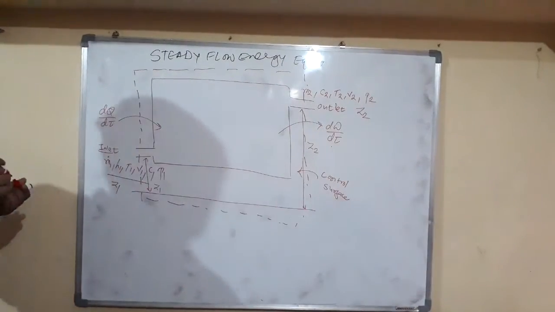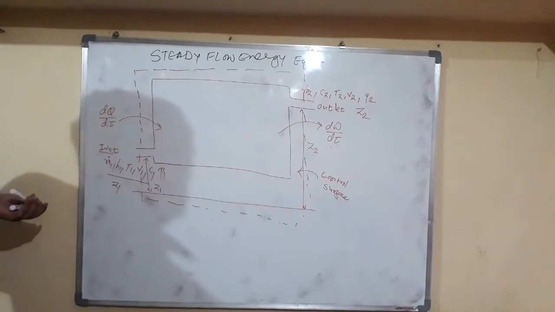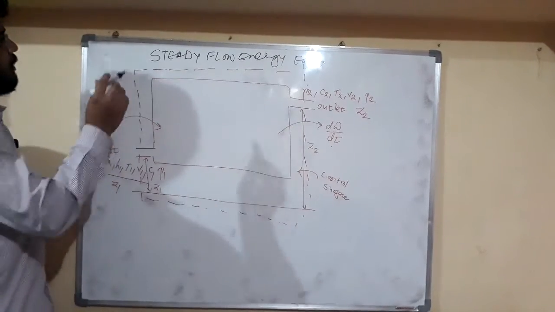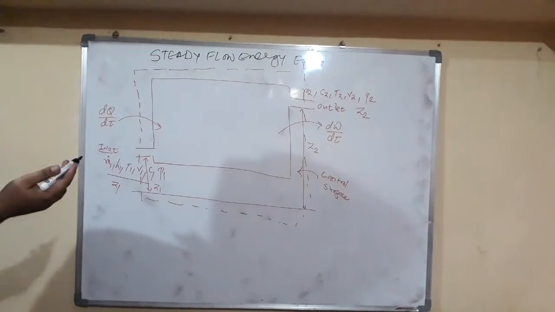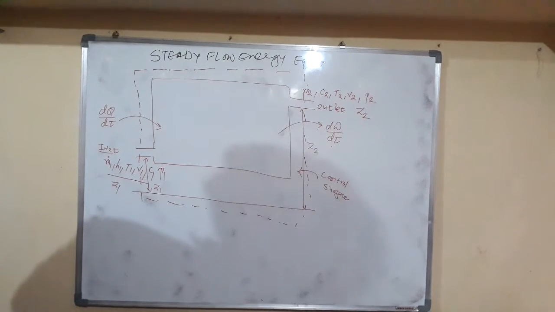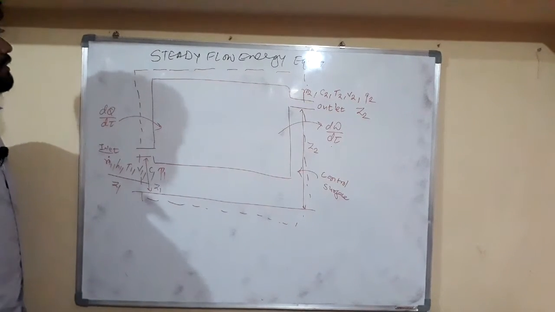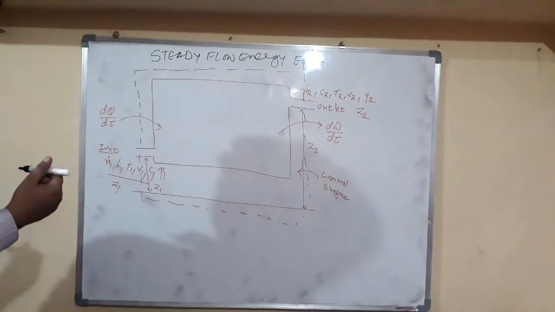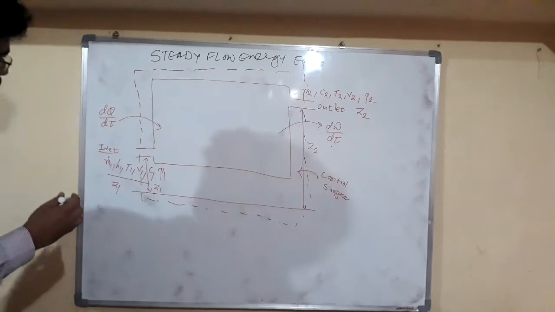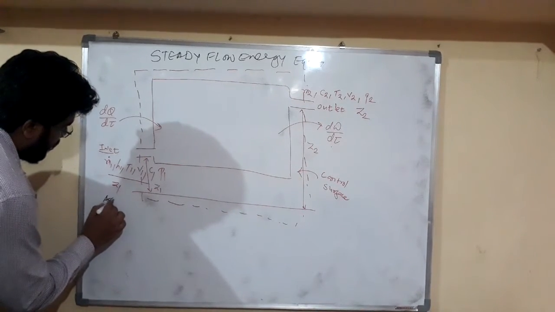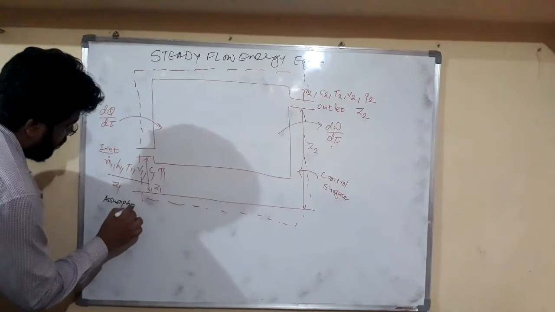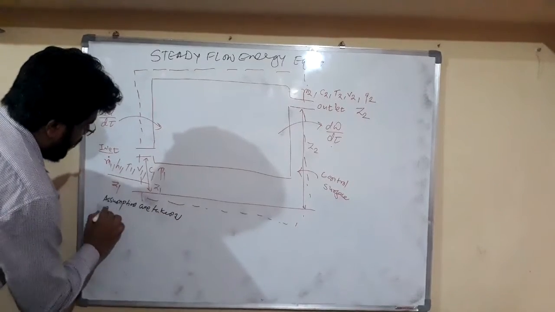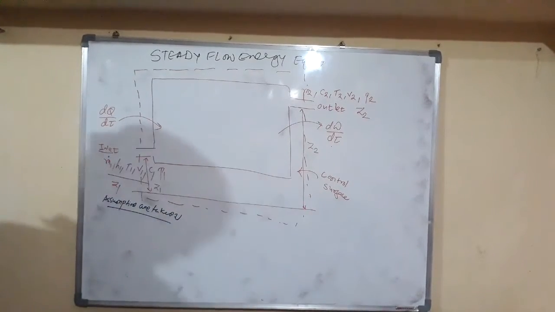Dear friends, as I already told, in steady flow the mass flow rate is constant throughout the process. Any process which has a constant mass flow rate is called steady flow, where energy is flowing through our system. So friends, to study this, some assumptions are taken to study our steady flow energy equation.